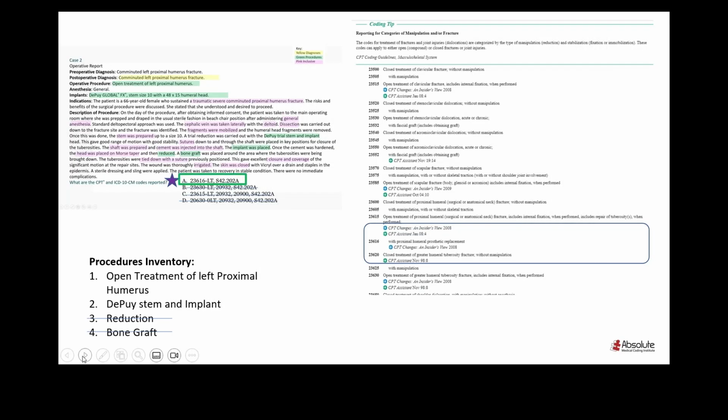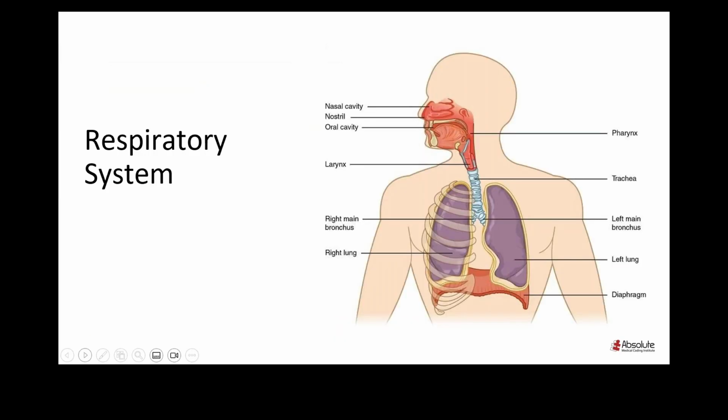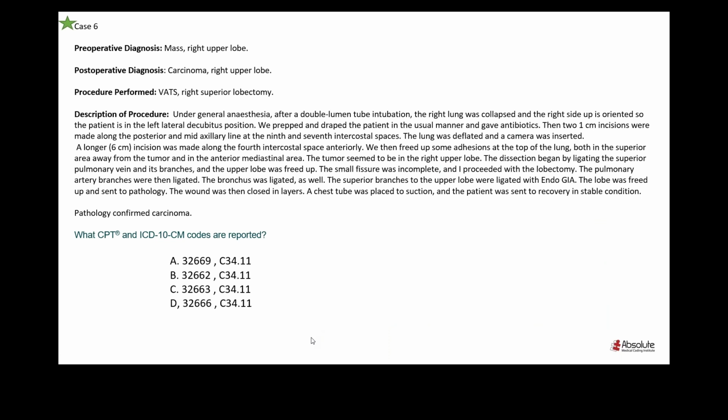Quickly move on to the next scenario, and it's going to be a new chapter. It's going to be the respiratory system, and I will quickly read scenario number 6 for you all.